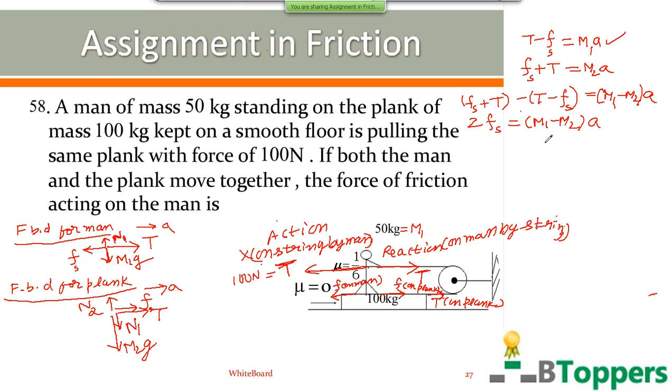So you can substitute this value of A in one of the equations. You substitute the value of A, suppose in the first equation. From the last equation, you can write A equal to 2Fs by M1 minus M2. You can substitute in the first equation. So the magnitude of tension T, from the first equation, is Fs plus M1A. You can substitute this value of A here on the right side.